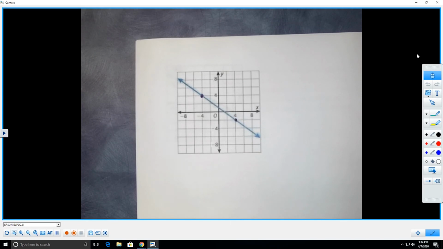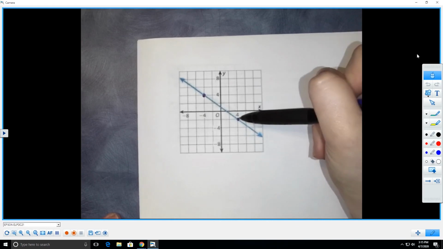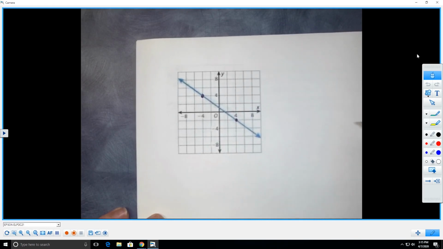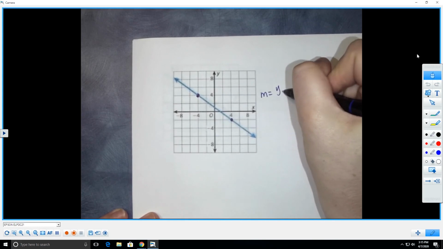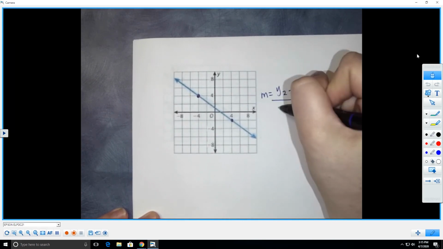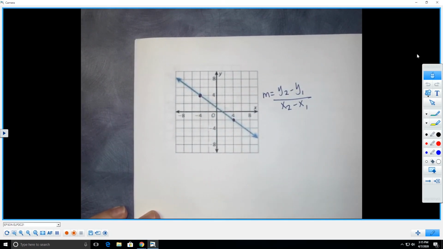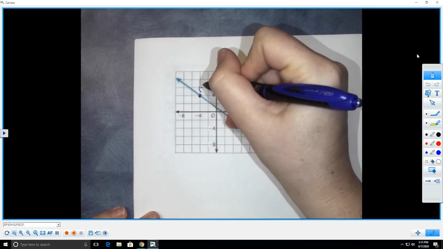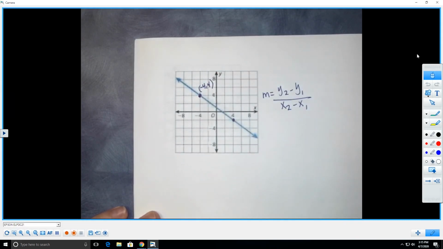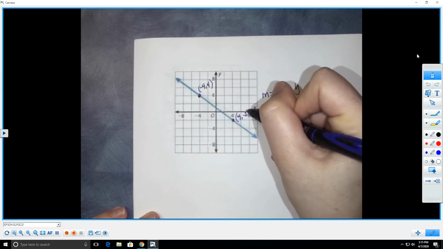So now let's try to use these 2 points to help us write the equation of the line. What's the first thing we need to do here? Right, we've got to calculate the rate of change, or the slope. Remember, you can do that by calculating rise over run, or we can use the slope formula, y2 minus y1 over x2 minus x1. So let's use these 2 points that we have here. We have -4, 4, and we have 4, -2.